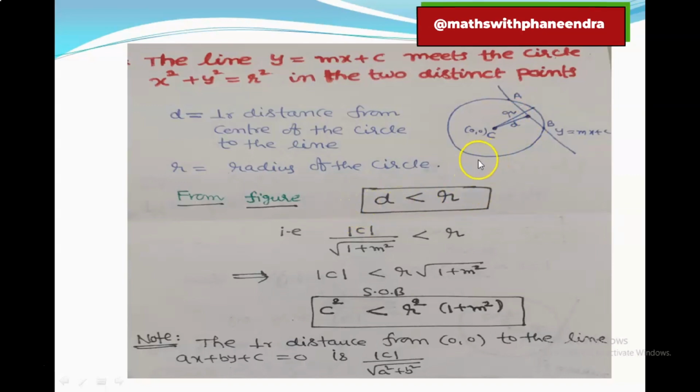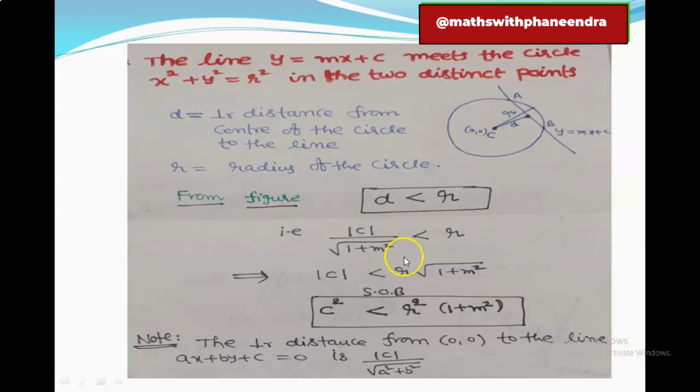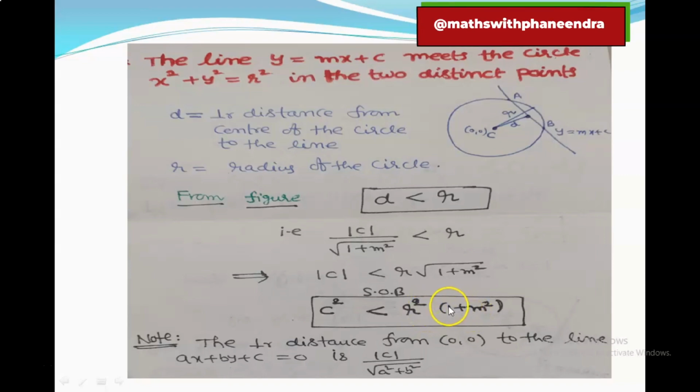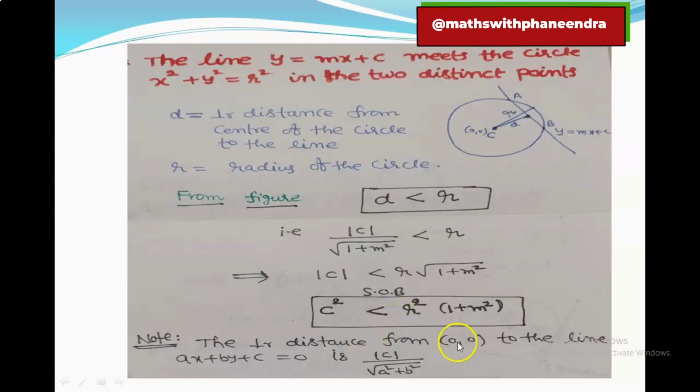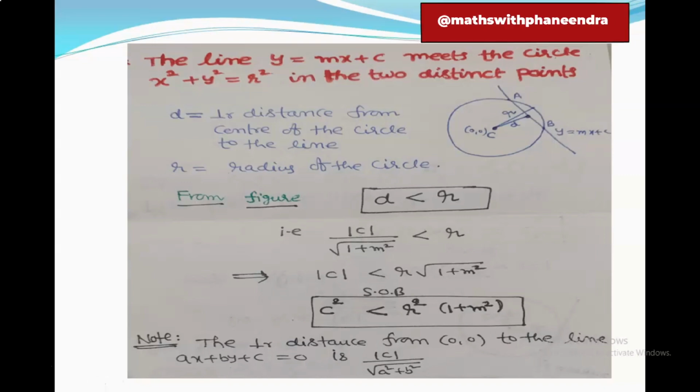d means what? |c| by root of 1 + m². It is the perpendicular distance from the origin to the line. So |c| by root of 1 + m² is less than r. Cross multiply: |c| is less than r into root of 1 + m². Squaring on both sides: c² is less than r² into (1 + m²). So if the line y = mx + c meets the circle in two distinct points, then we have the condition d is less than r. That means c² is less than r²(1 + m²).